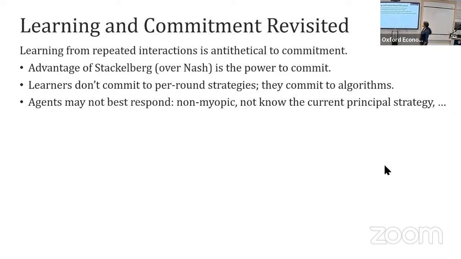In the sense, we think that learning from repeated interactions is somewhat antithetical to commitment, because the point of commitment was that you committed to something, you didn't change. It was verifiable, you didn't change, and that's where you took your advantage. Here, the learners aren't committing if they keep changing their strategy. In fact, they're committing to algorithms, but they aren't committing to per-step strategies. It has unintended consequences. One is that the agent might not be best responding, or might not even be capable of best responding if it wanted to.